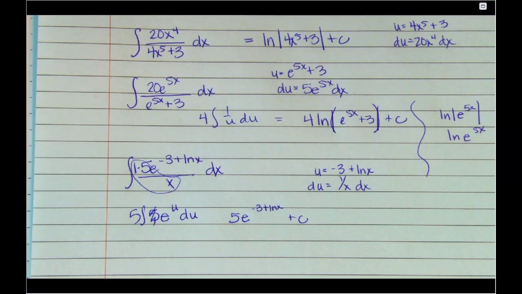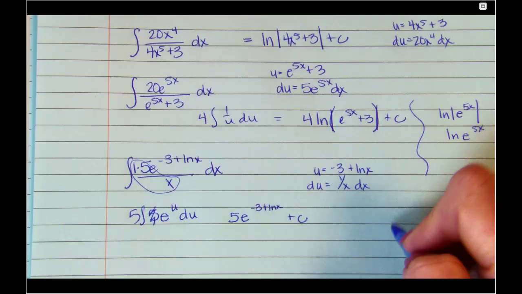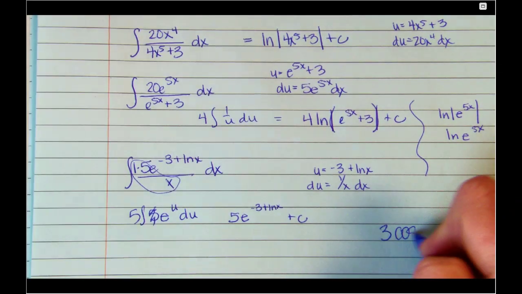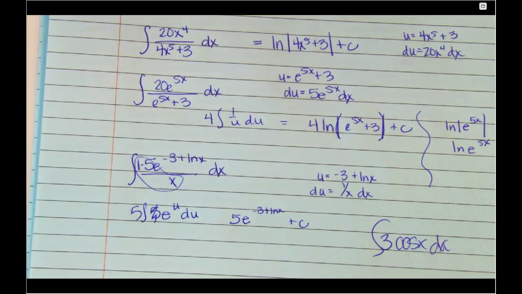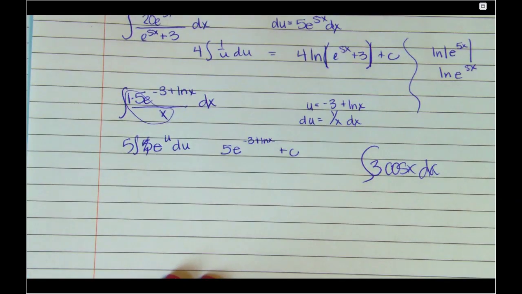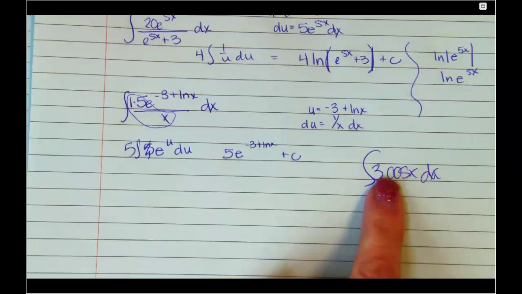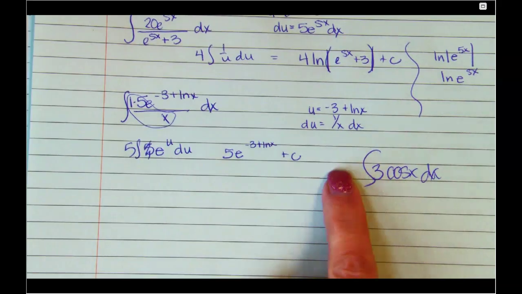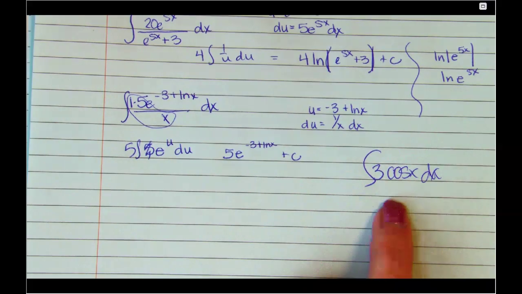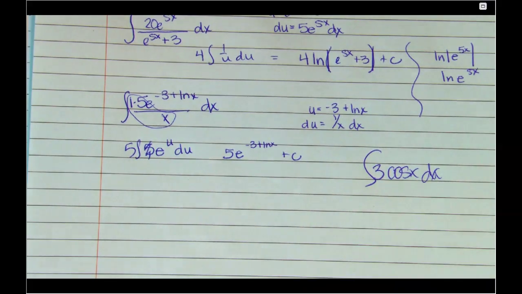So I pull out 5, but since it's 5e, wouldn't the antiderivative still be 5e? Yeah. So you can pull it out or not pull it out. That's fine. If we were doing the antiderivative of 3 cosine x dx, I can pull that out or keep it, right? Constant multipliers just stay. So if it's worth your time and energy to pull it out because it's bothering your brain, pull it out. If you don't want to pull it out, don't pull it out. There you go.